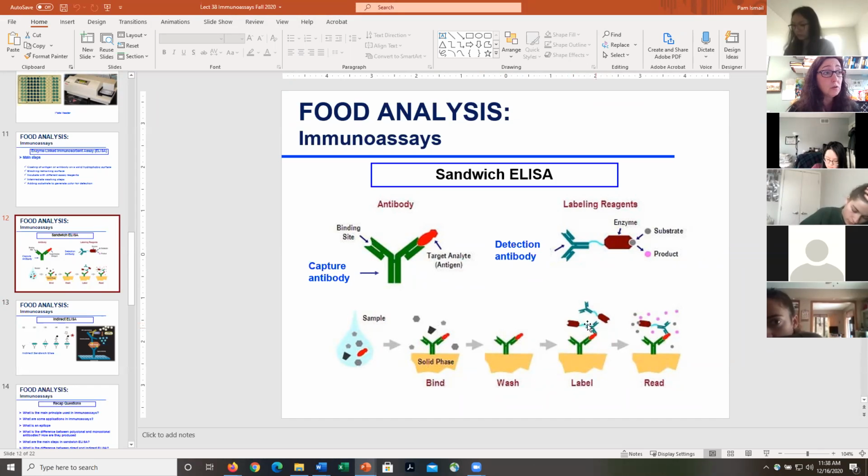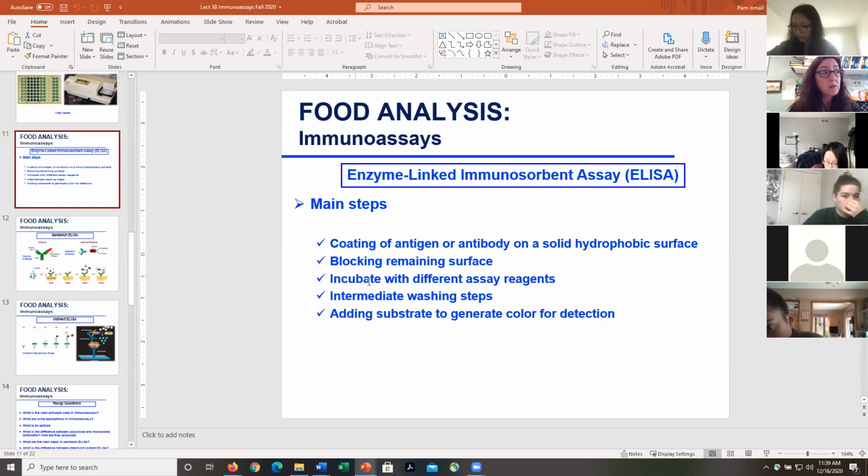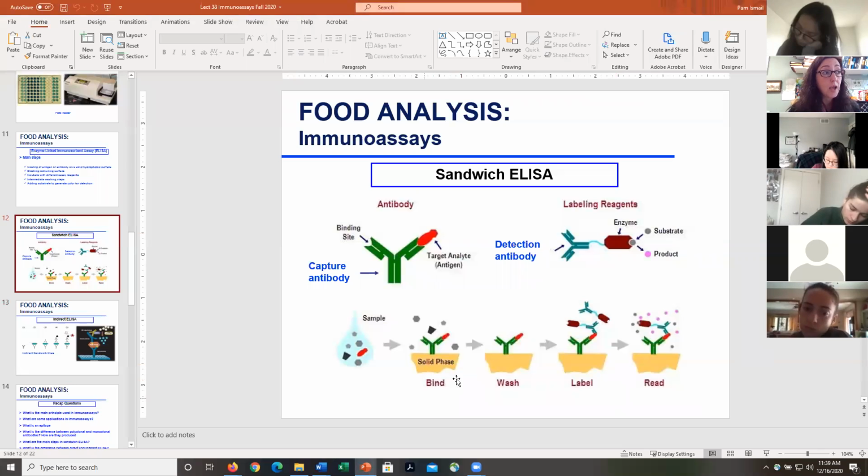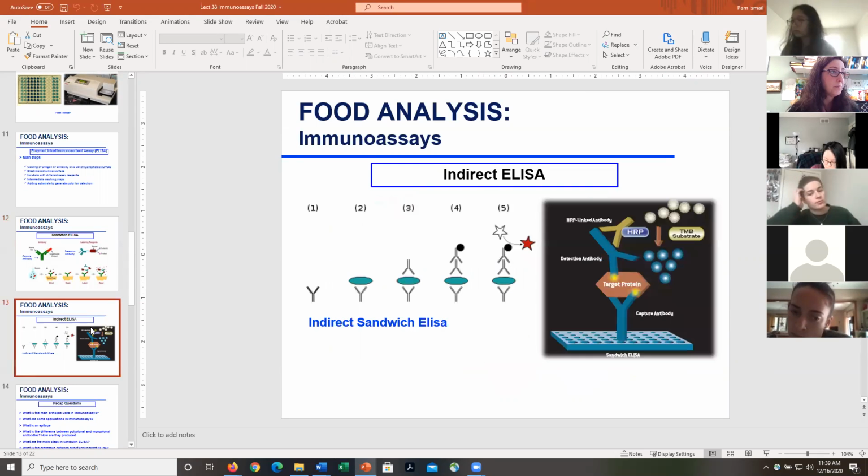If you don't have antigen, this detection antibody will not be bound to anything. You have to remember that after every step you wash. So you wash everything that did not react with your surface. And therefore lower absorption means lower amount of antigen.